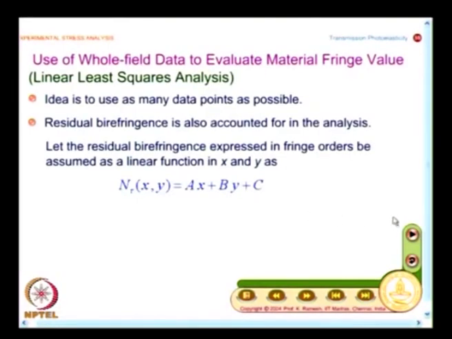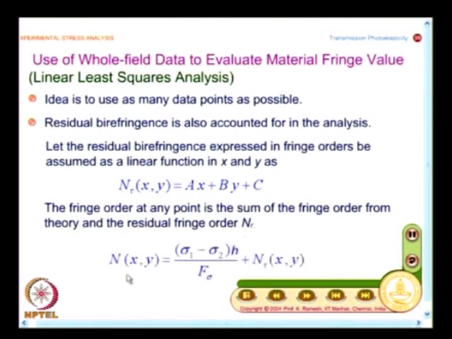So, now what I am going to do, we already have an analytical expression, what is the value of fringe order at a point of interest when x and y are specified. Now, to that you need to add a residual birefringence NR(x, y). So, that is how we will recast the basic equation.